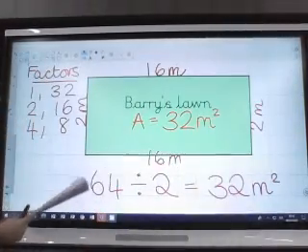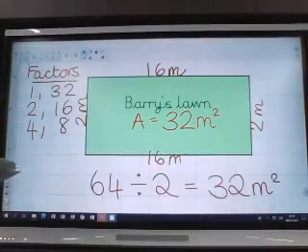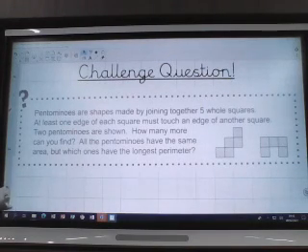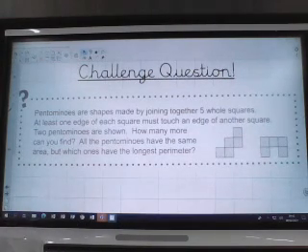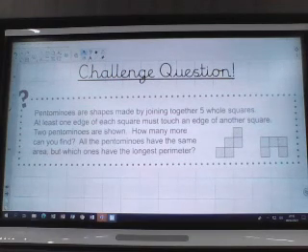Okay, on the bottom of page 52 then, you have got a challenge question. So it says, pentominoes are shapes made by joining 5 whole squares together. At least one edge of each square must touch an edge of another square. 2 pentominoes are shown. How many more can you find? So all the pentominoes have the same area, but which ones have the longest perimeter?